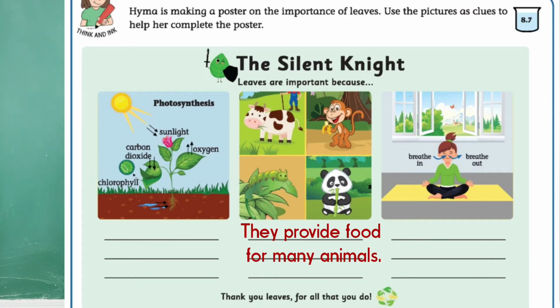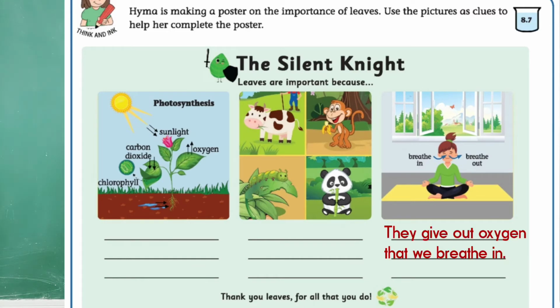Next, breathe in, breathe out. So she is doing exercise. They give out oxygen that we breathe in. So these plants are giving out oxygen and we are breathing oxygen in. So you have to write that there. So, thank you leaves for all that you do.